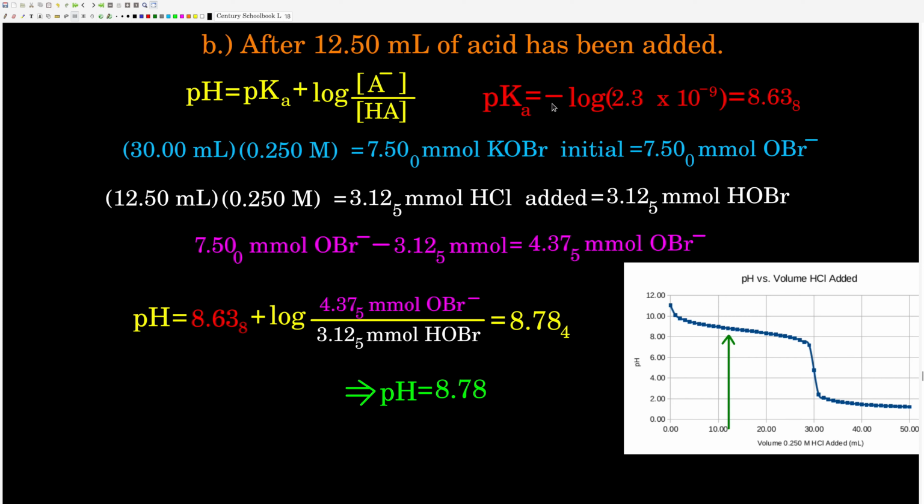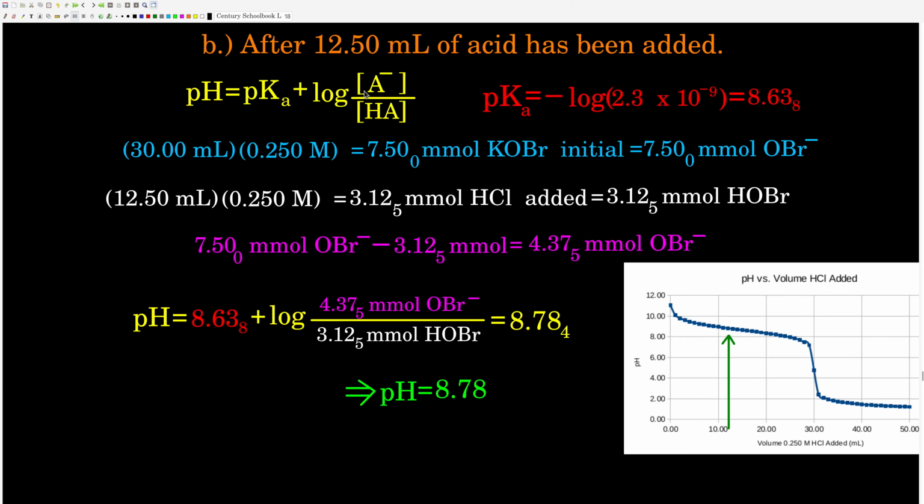We'll need the pKa, negative log base 10 of the Ka, which gets 8.64 for us. And so here, this is calculating the millimoles of the initial base that we had, hypobromite, BrO minus. And this is how much acid we've added. Volume times molarity gives us millimoles of acid, which means that we've converted that many millimoles of the base into the acid form. And so we initially had this many millimoles of the base. We've used up this much. We have this many left.